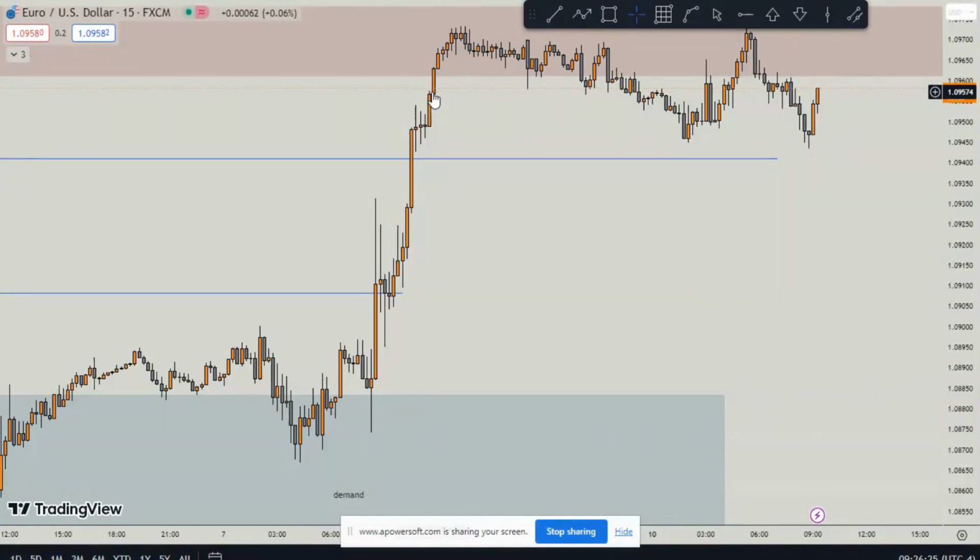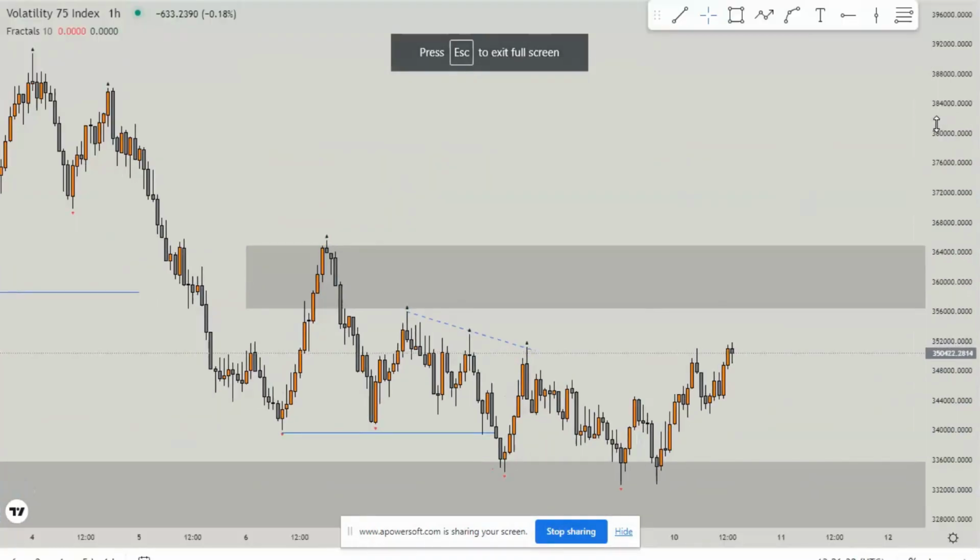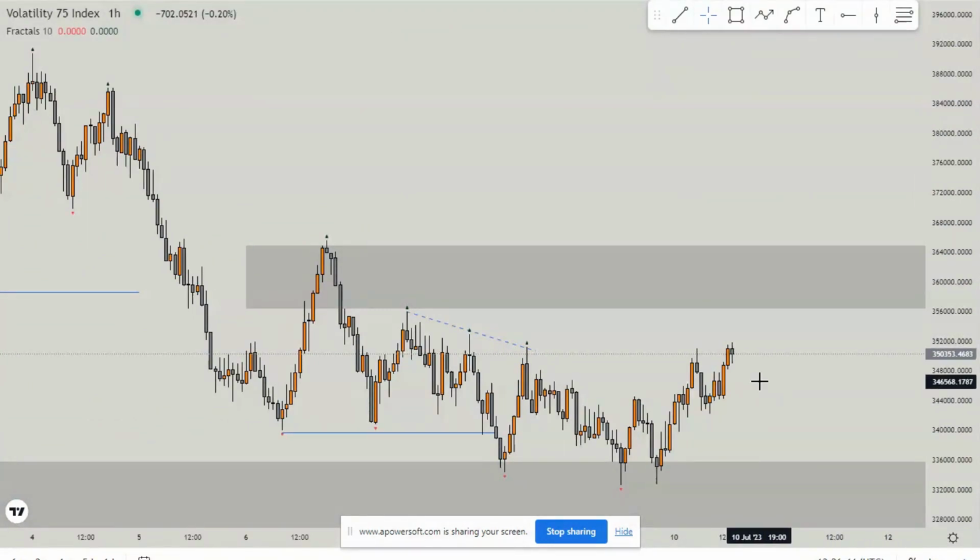Then if you go to synthetic indices, let's go here on Volatility 75. When you come on synthetic indices, the difference is that these ones follow cryptographically generated movements or algorithmic movements. You get? Now let me explain that.